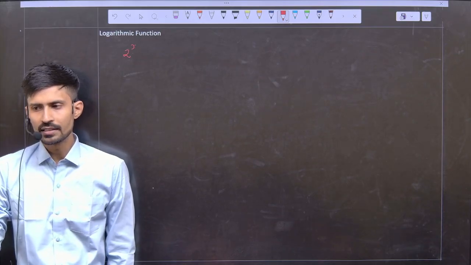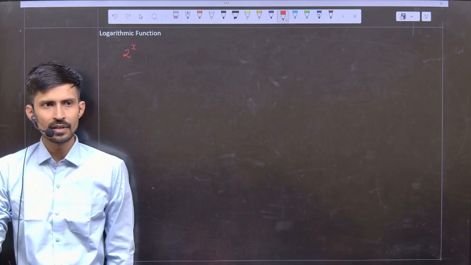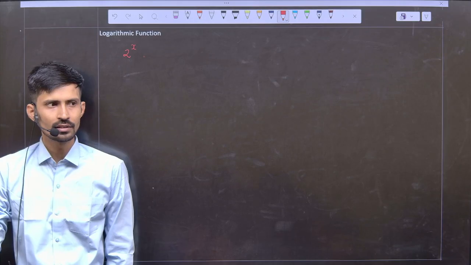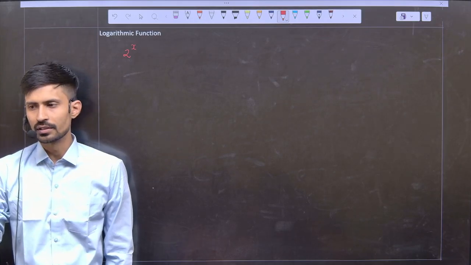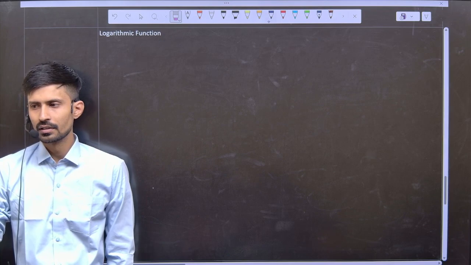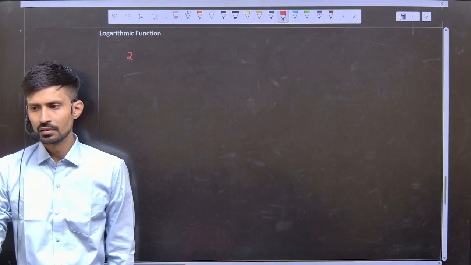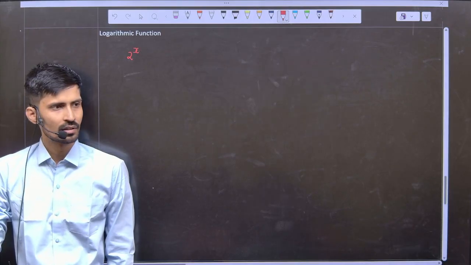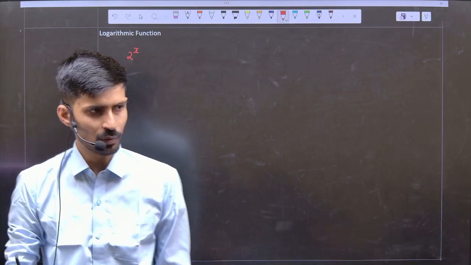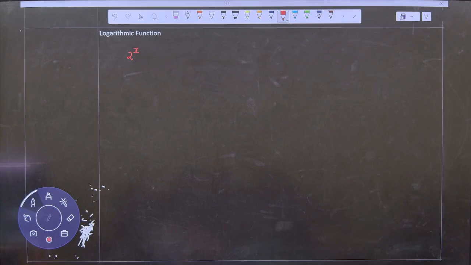Suppose I am asking you 2 raised to x, visible? Visible everyone? No sir? Now 2 raised to x is not visible. It means a window problem. Now visible.